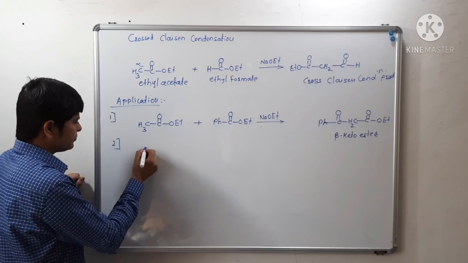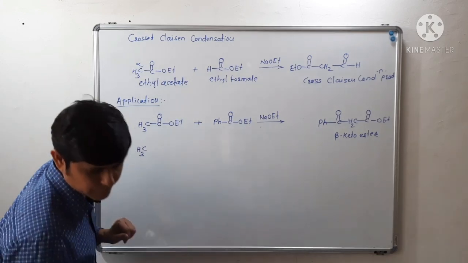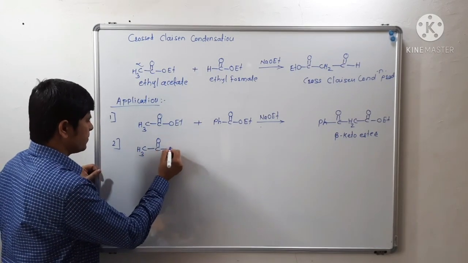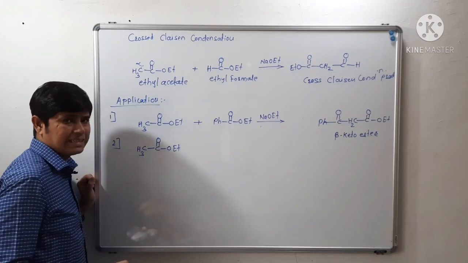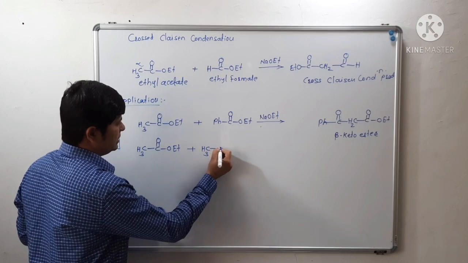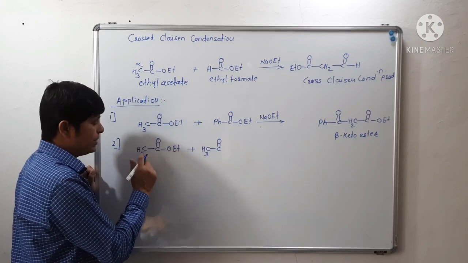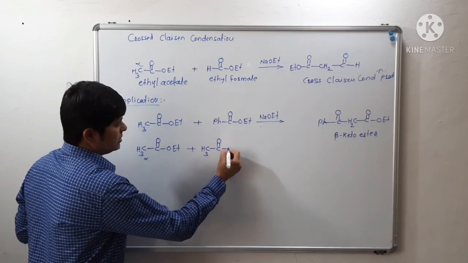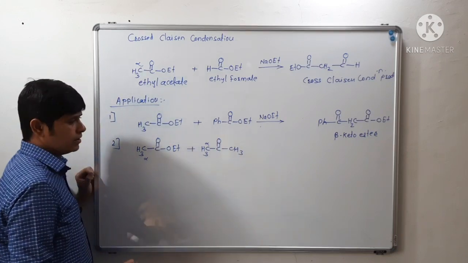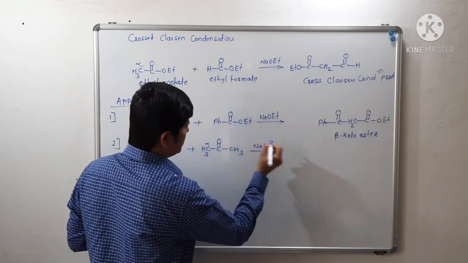Now we will have the second application of Claisen ester condensation. See, in this we will synthesize a compound from ethyl acetate with a carbonyl compound. We will condense an ester that has an alpha hydrogen with a carbonyl compound which also has an alpha hydrogen, in presence of a base like sodium ethoxide.